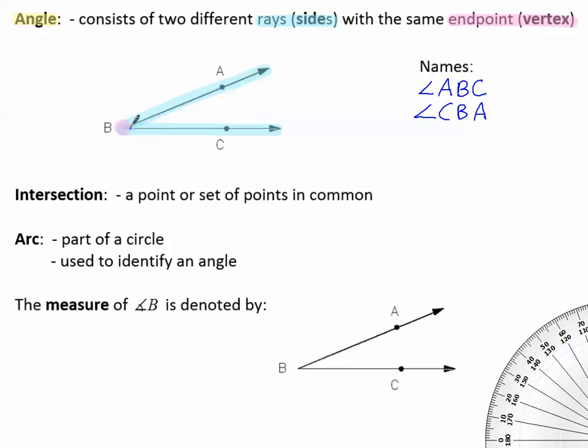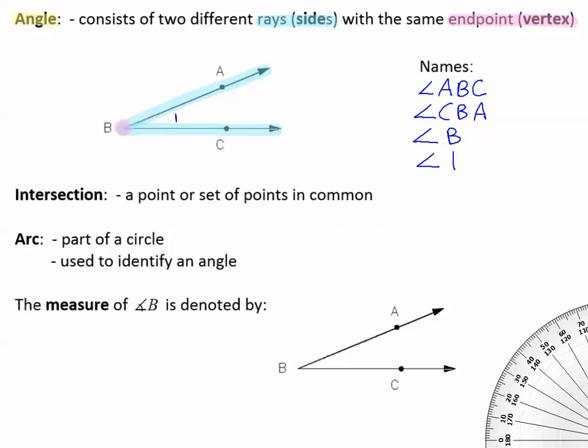Sometimes people just use the point that is the vertex. We could call this angle B. Sometimes people label an angle by putting a number in the interior, the inside of the angle. So I might put a number 1, and I can call this angle 1. It does not mean that it is 1 degree in measure. It is the way to name it.